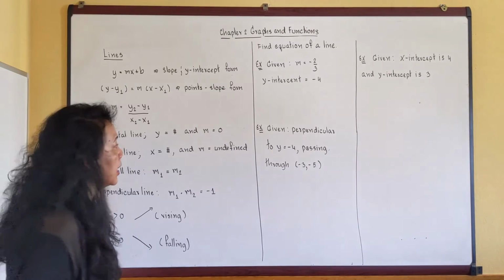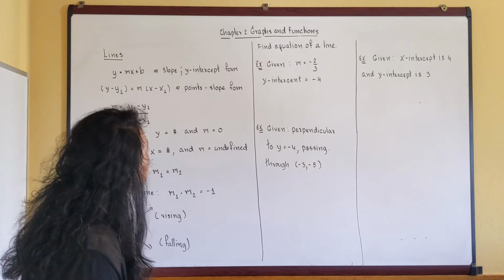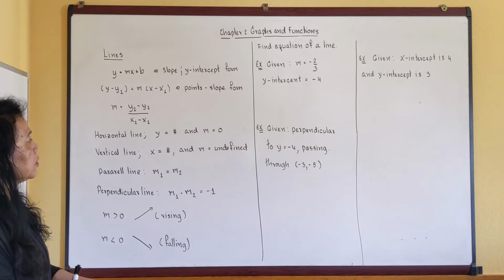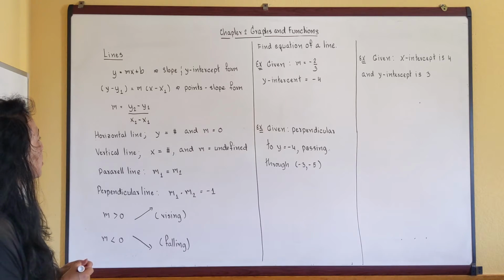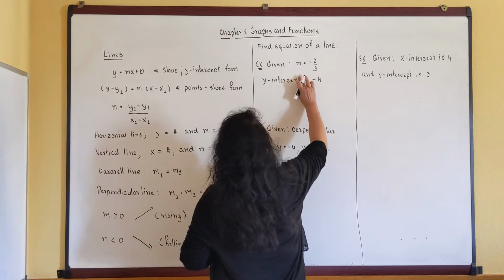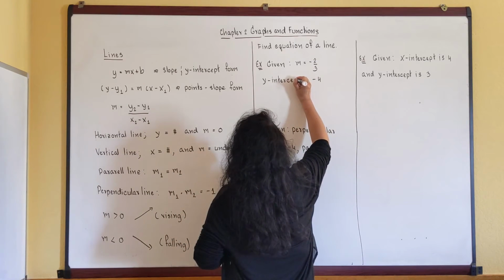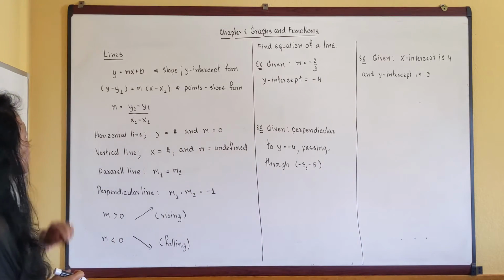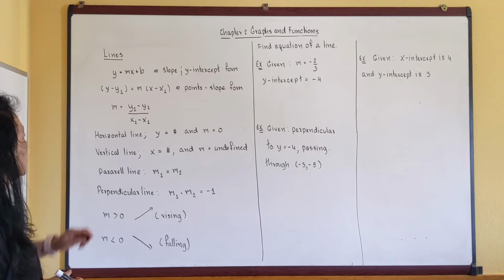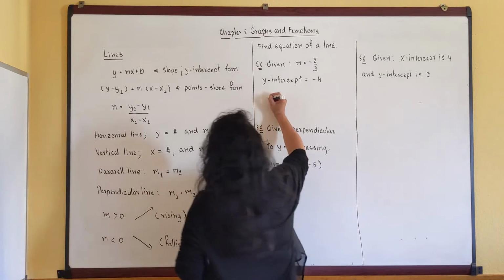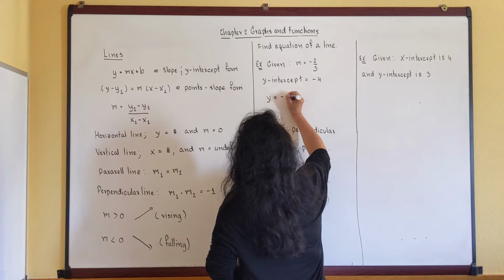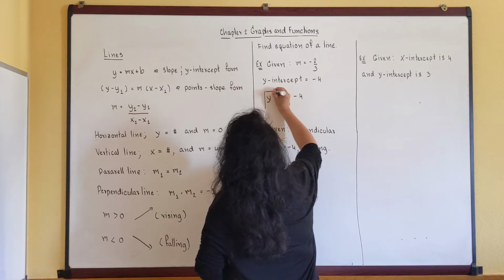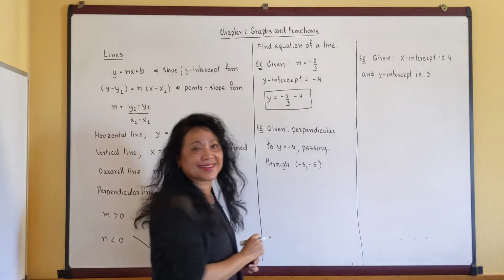Alright, let's look at more examples here. They want you to find the equation of the line. In the first one, they're giving you the slope and the y-intercept. So I think the slope-intercept equation will be best because I already have the slope and y-intercept. It's going to be y equals negative 2/3 x minus 4. So that's the equation of the line.